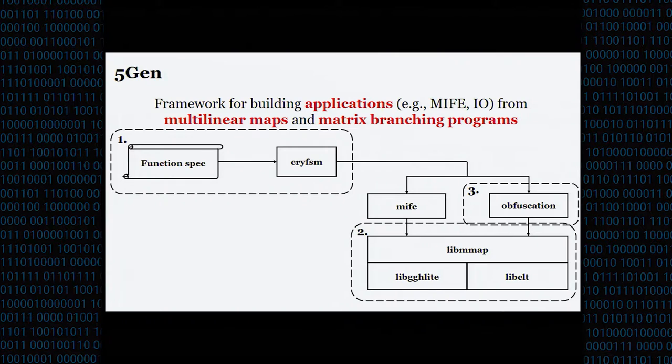Okay, so for the rest of this talk, I'll begin by describing this compilation process. I'll then briefly describe this lower level multilinear map library, and then I'll describe how we can combine those two tools to build our obfuscator, and you can look at the paper for how we do MIFE. And then I'll give some performance results.